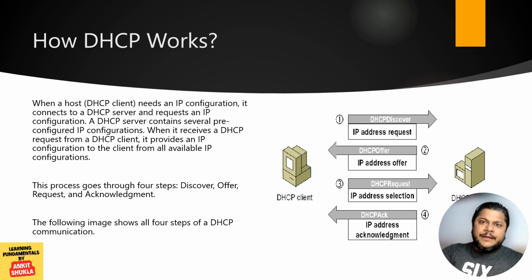Picture a grand event where every guest needs a special badge to get into the party. But instead of each guest having to pick their own badge from a pile, there's a friendly concierge service, or maybe let's say your security at the entrance who handles this task for them. Here's how it works. First, the team greets the guest. This is called discovery. When a guest arrives at the event, they don't have a badge. They approach the concierge, which is the DHCP server, and they say, I need a badge to get in.